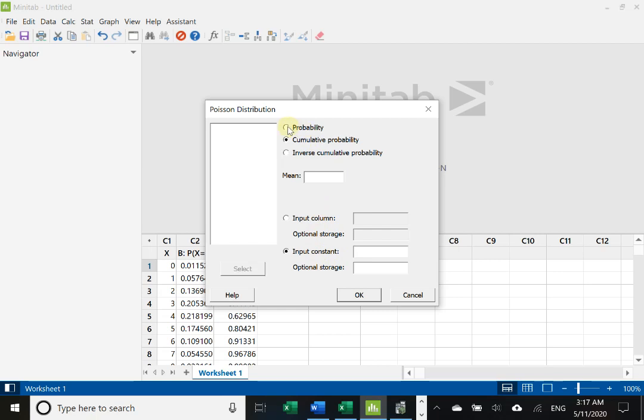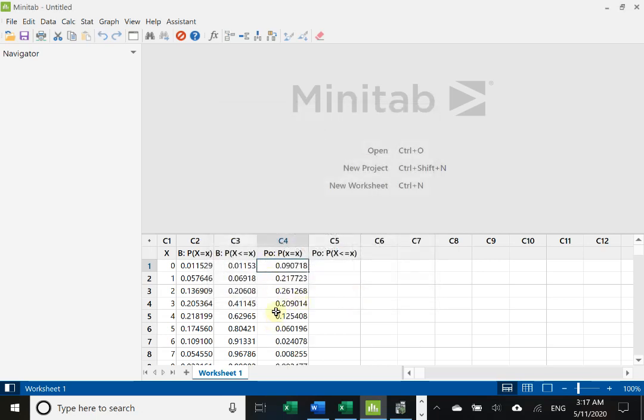So we want to create probabilities. Click on probability, enter your mean. The mean was 2.4, right? And we're going to input columns. That means the x's are going to come from the column. When you click inside of that field, choose column 1. Double click. And for optional storage, we're going to store these in column 4. Double click. And there you go.